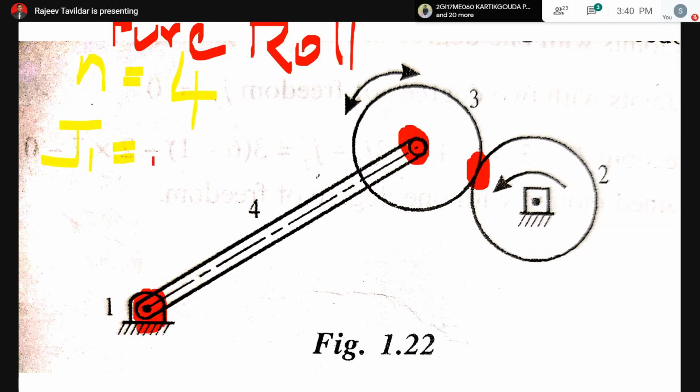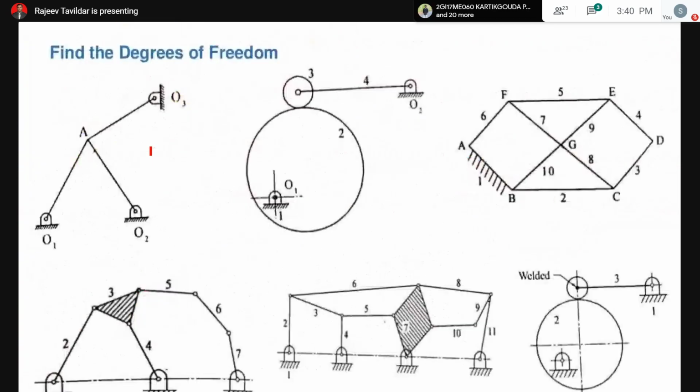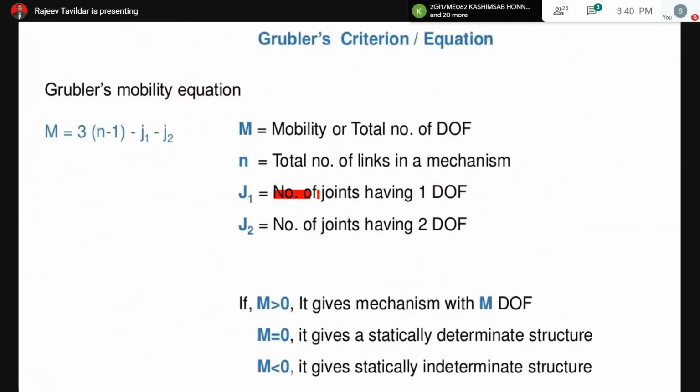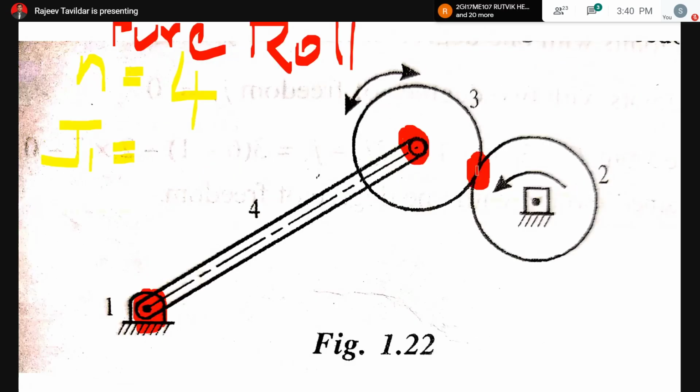Please remember the definition of J1. You can see here, the number of joints having 1 degree of freedom. This was what we defined as J1. I've already told you, if you refer to some other textbooks, it will lead to confusion. But refer to this definition, then your problem solving will be very easy. So this joint is having only 1 degree of freedom, so I'm considering it as J1.